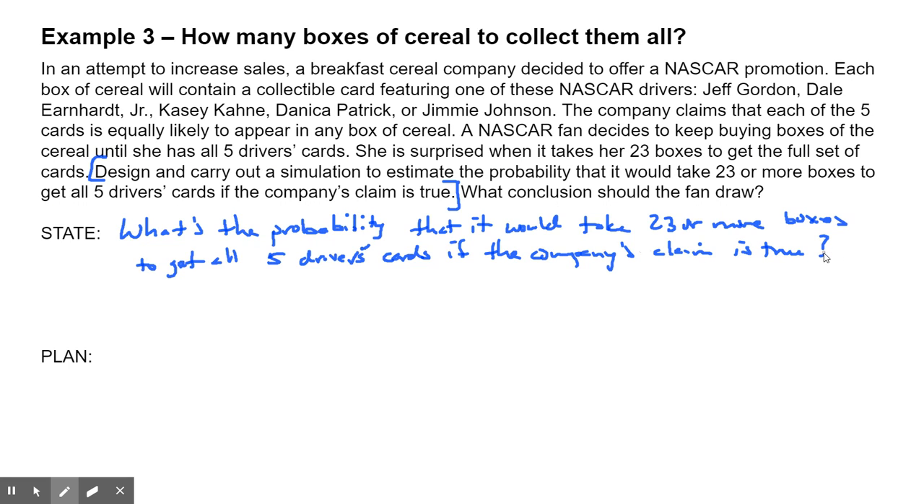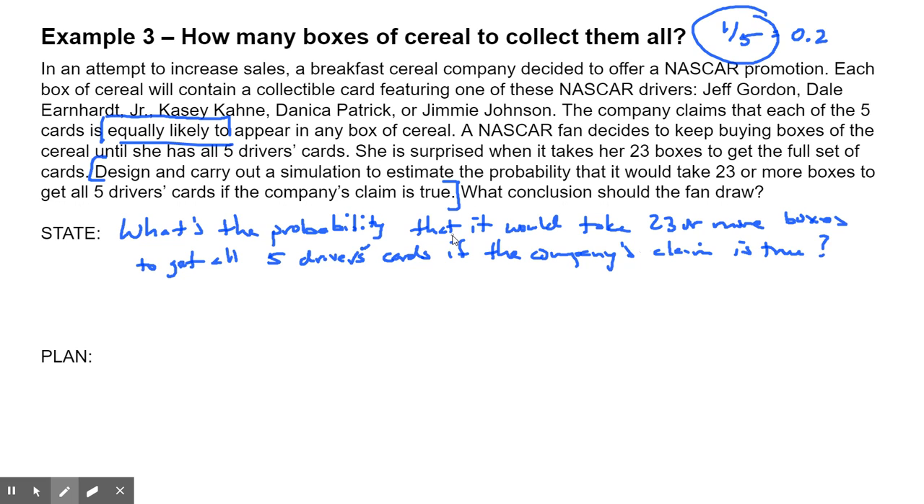That's the question. So how are we going to plan this? We have to understand the situation, right? The company's claim is that each card is equally likely. So for each card, you have a 1 out of 5 chance, or a 0.2 probability. To simulate this, you need to use 5 and let each driver equal 1 of those 5. If you had something that had 5 things on it, you could use that. Like a coin only has 2 sides. A die has 6 sides, so you could use those. But you can also just use numbers.